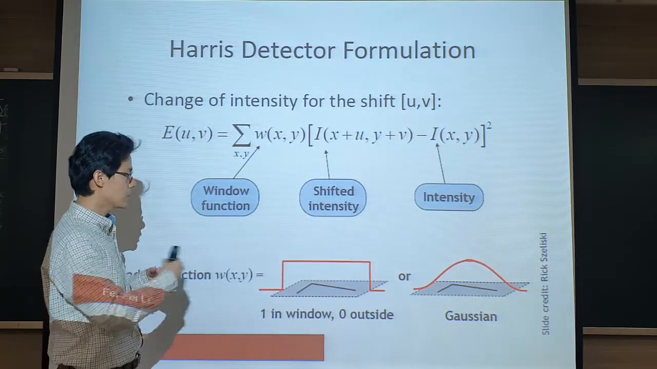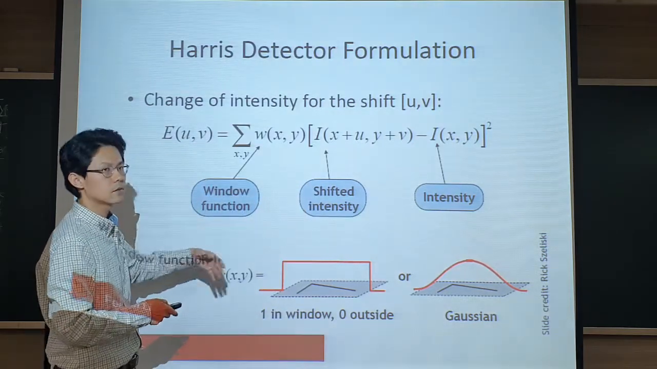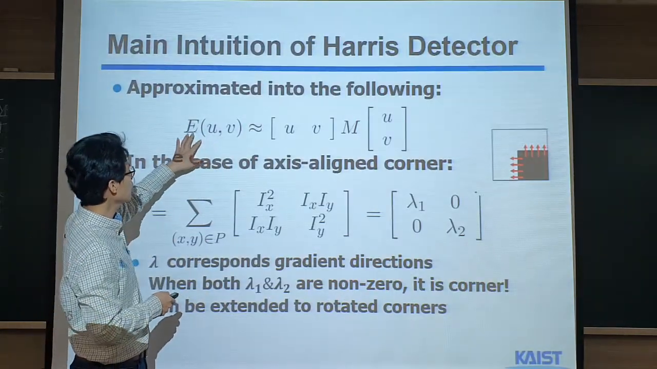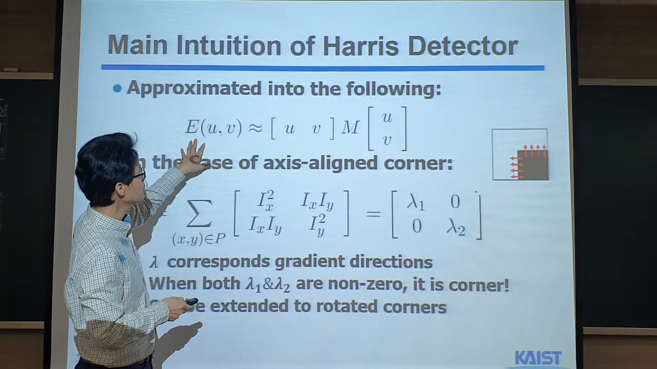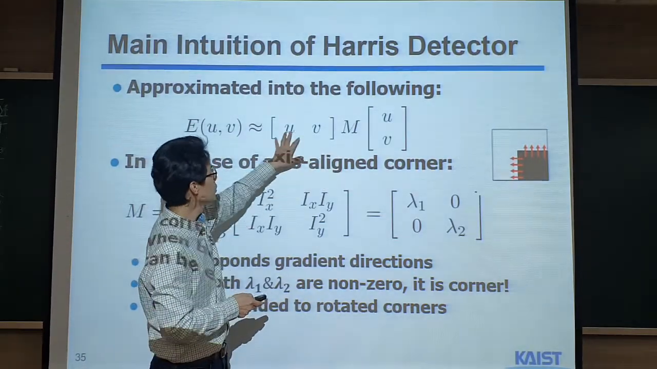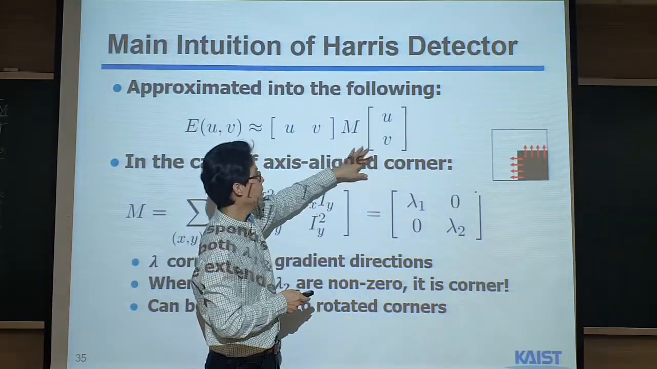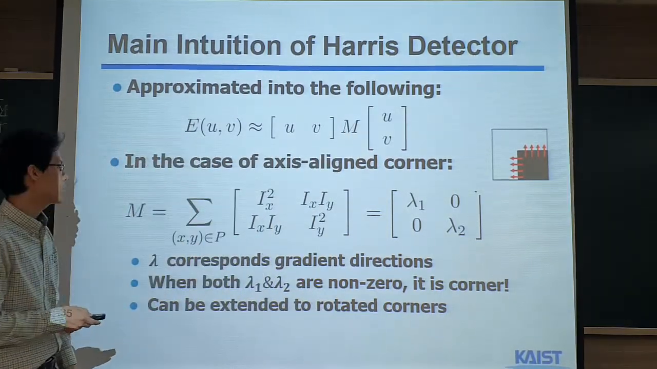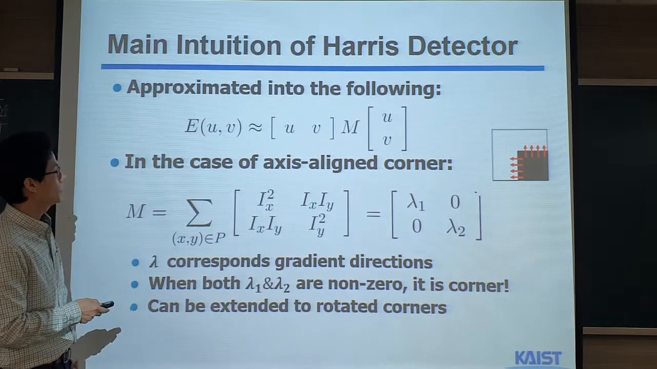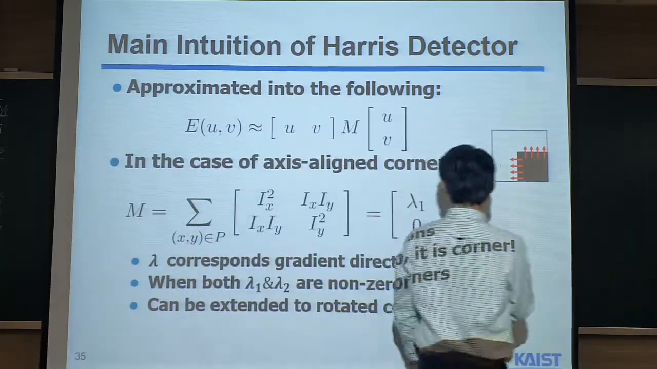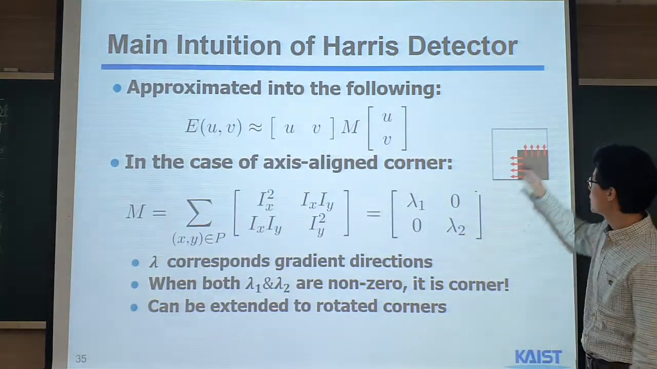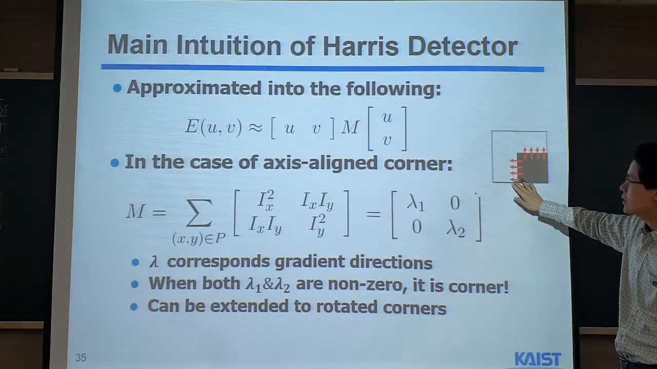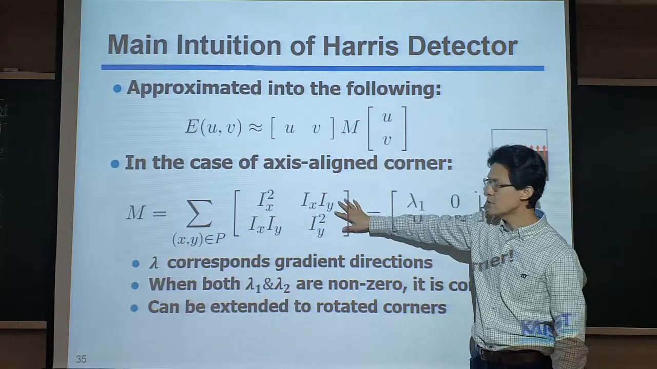I skipped all the details, but if we take some Taylor expansion and so on, then we'll get back to this. We can approximate this function in this form. The u, v is the shift, and here we have M. M is actually the second moment matrix. To simplify our explanation, for the axis-aligned corner, this M turns out to be this second moment matrix.